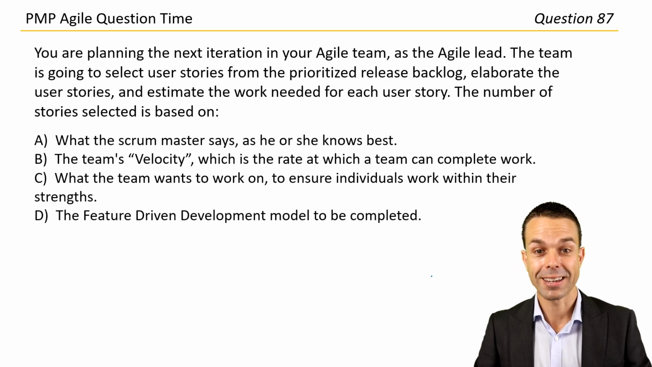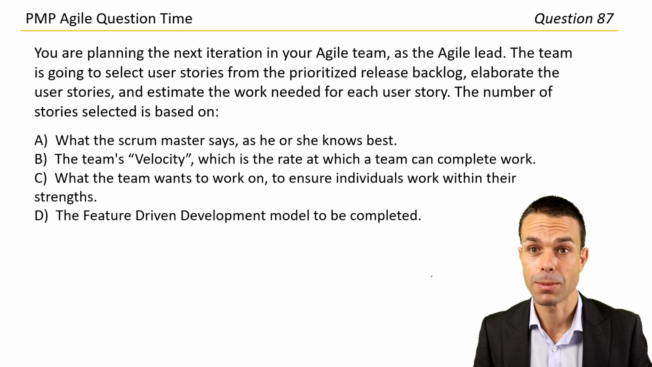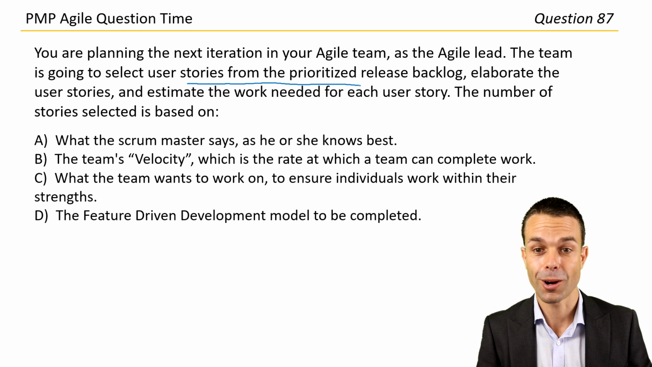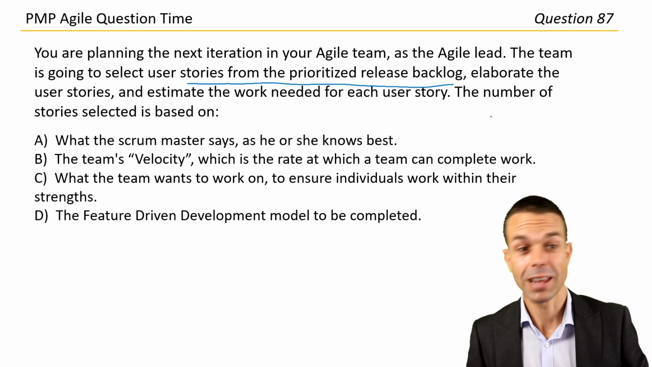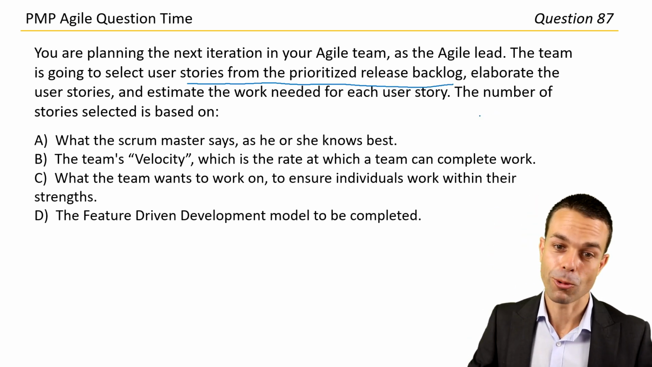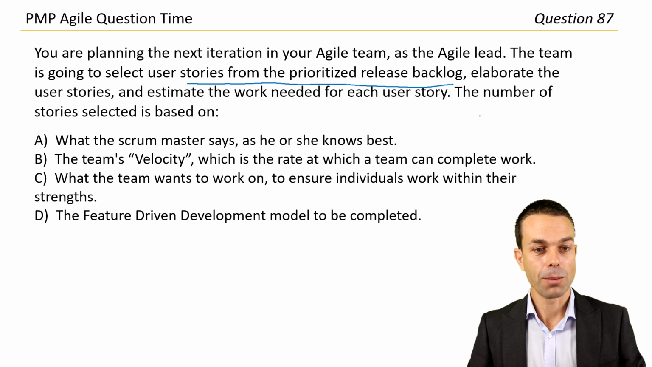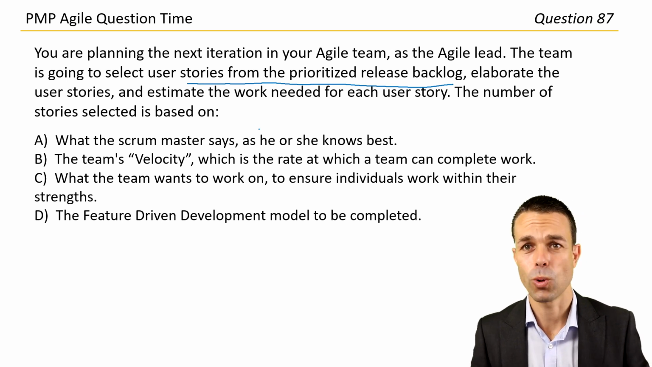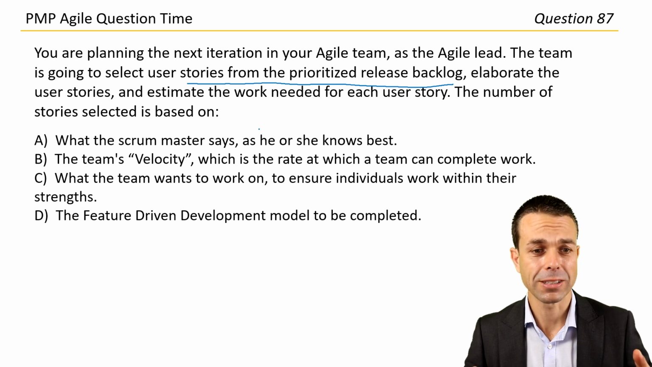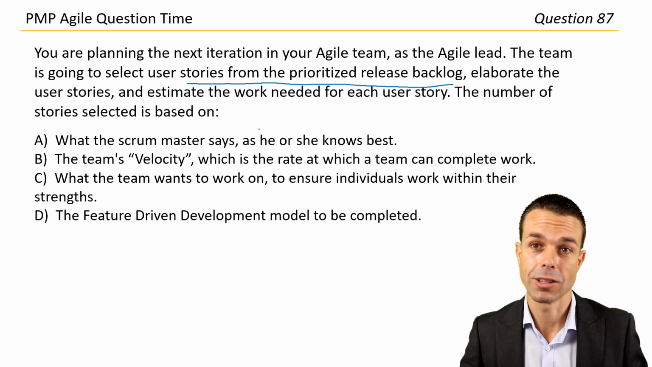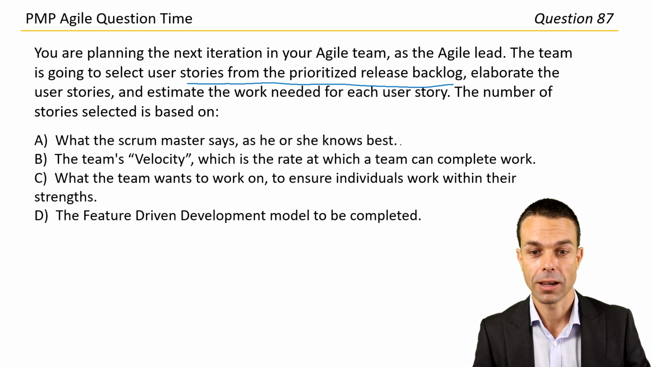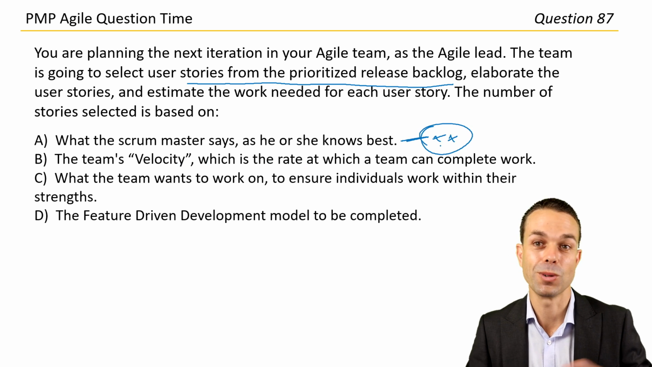You're planning the next iteration for your Agile team as the Agile lead, and the team is going to select user stories from the prioritized release backlog, elaborate those user stories, and estimate the work needed for each user story. The number of stories selected is based on... And this question is awesome. Scenario-based question. You're really going to have to do this in an Agile team. So important. What the Scrum Master says, as they know best? Nope. Scrum Master facilitates discussion within the team.